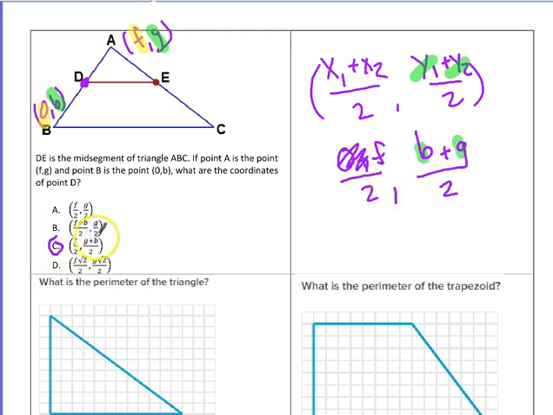Now I know you're going to complain that it's g plus b, but you can switch the order of that, because 1 plus 4 is the same as 4 plus 1. Addition is commutative. Okay, now I'm going to find the perimeter of this triangle.